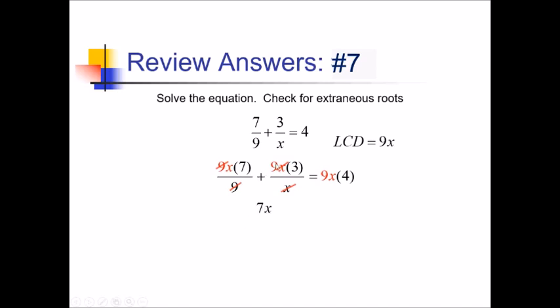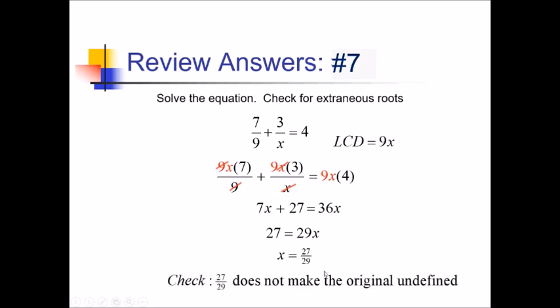Next, we have a 9 and a 3, so that's 27 if I multiply those. And on the right side of the equation, this comes out to 36x. Let me subtract that 7x just to get all the x's together. So that's 29x. And then if I divide by 29, I have 27/29 for my answer. Just doing a quick check, if I plug this back into the original, I'm not going to get anything undefined, no zeros in the denominator. So that means that this is a good answer.